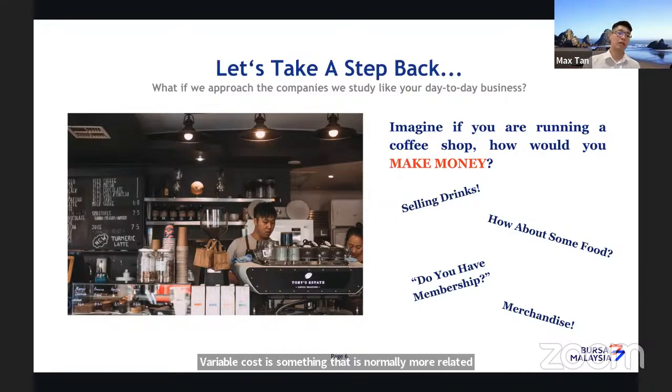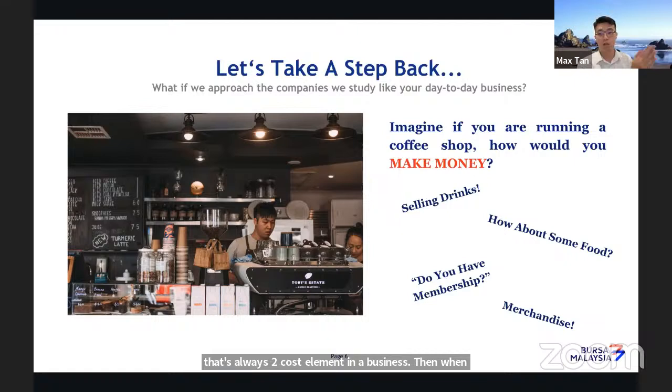For example, as I get more income from selling coffees, what am I consuming more? Number one is probably coffee beans. Number two, milk. Number three, maybe sugar, syrup. Probably utilities would increase because I use my machine more. And maybe you need to pay your staff OT. That is also a variable cost. So there are always two cost elements in a business.